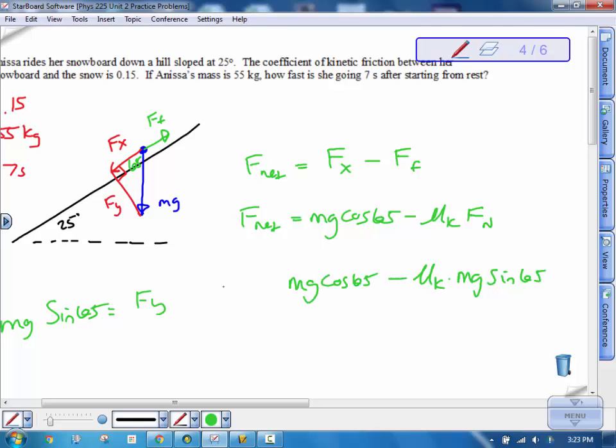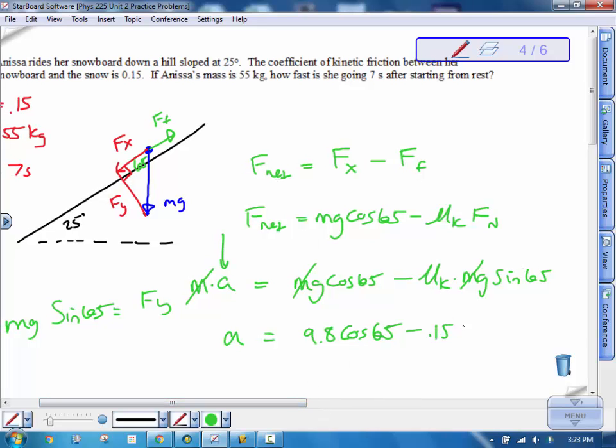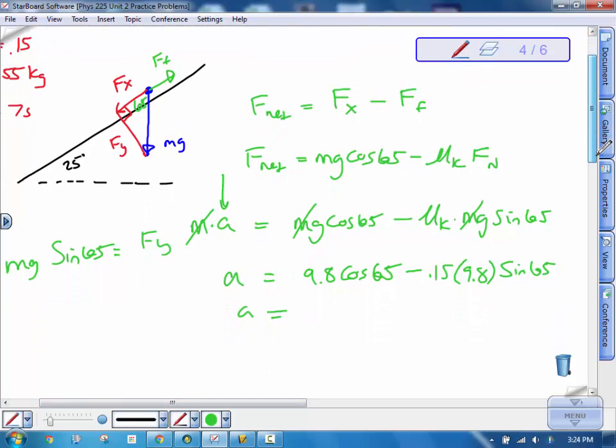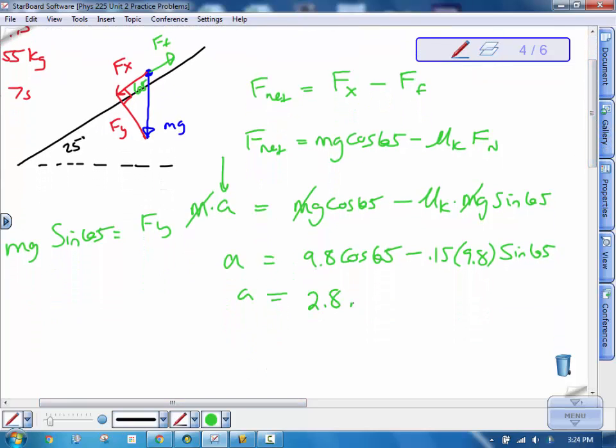And my net force is equal to mass times acceleration. We want to find this acceleration right here. I can cancel a mass out of each of these because there's a mass at each one of them. So acceleration equals 9.8 cosine of 65 minus mu sub k, which they told us was 0.15, times 9.8 times the sine of 65. That gives us the acceleration, which is 2.8 meters per second squared.